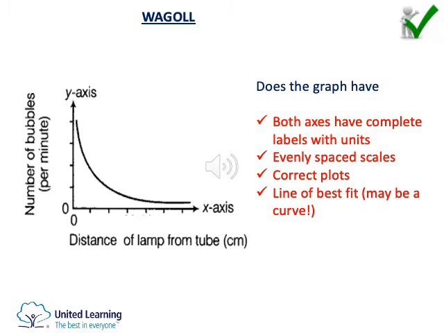Okay, if you look at the slide, this is what your graph should have looked like. You should have both axes complete with their labels and units. The scale should be evenly spaced. The plots should be correct, and your line of best fit is actually a curve.